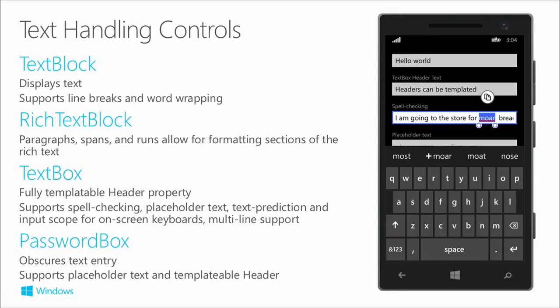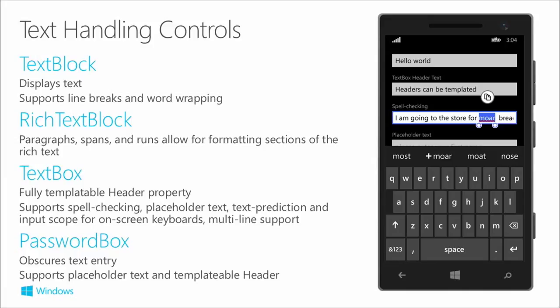If you're a Silverlight Windows Phone developer, you will be pleased to see lots of nice new features, such as these headers. Text boxes have headers. How nice is that? So you see on the graphic on the right, you've got text box header text and spell checking and placeholder text. Those are all just properties on the control. You don't have to have separate text blocks, so that's awesome.